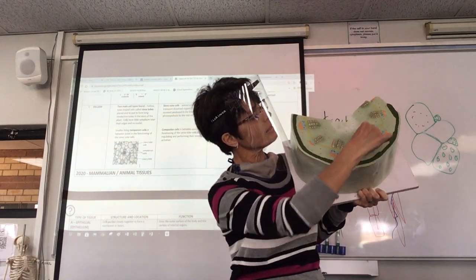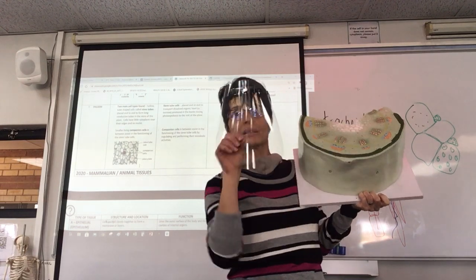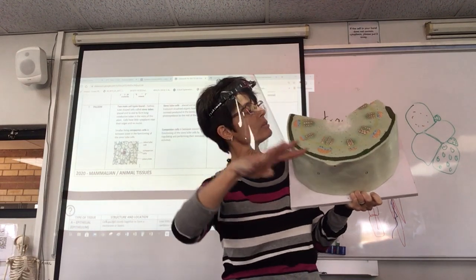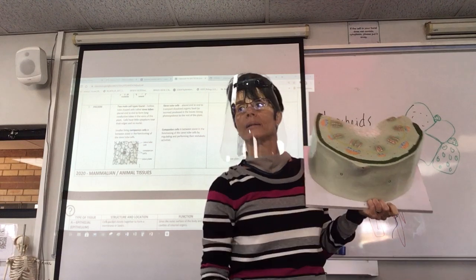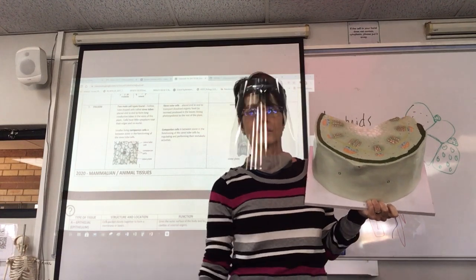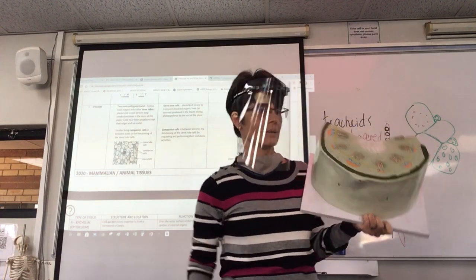What's this? Xylem. Rays of xylem. They point like little fingers into the middle. What's here? Parenchyma. Yeah, you got it. Yes. Okay. All right.